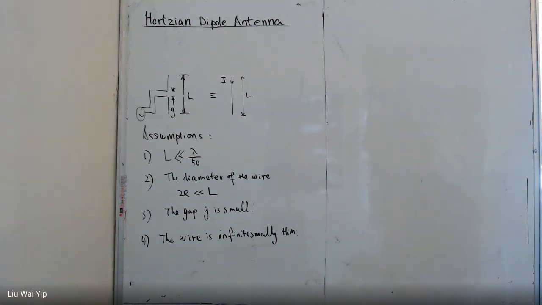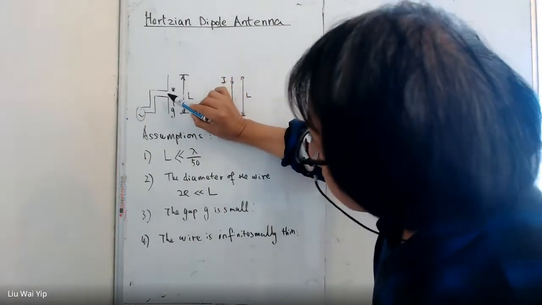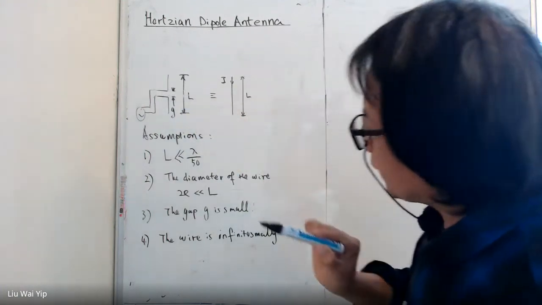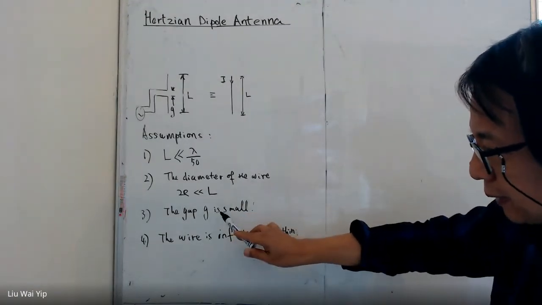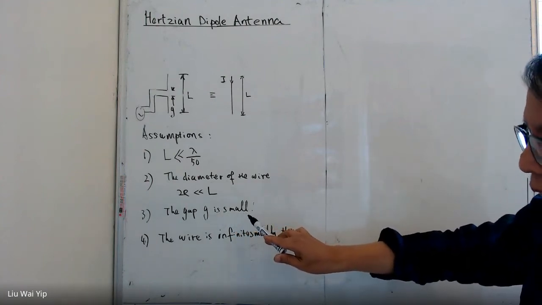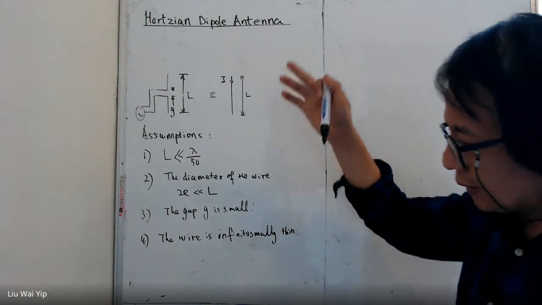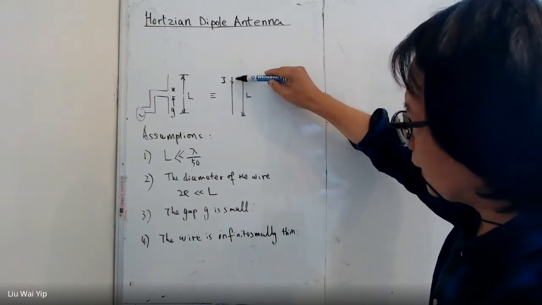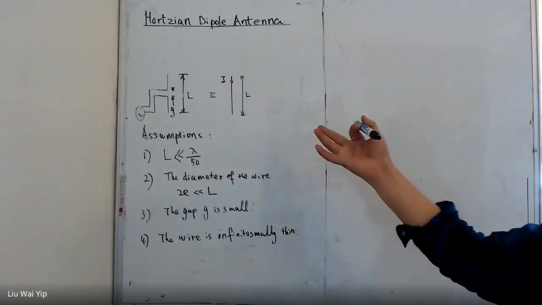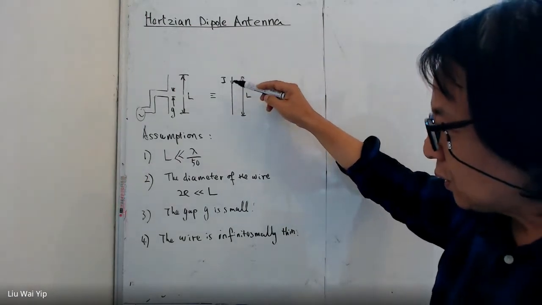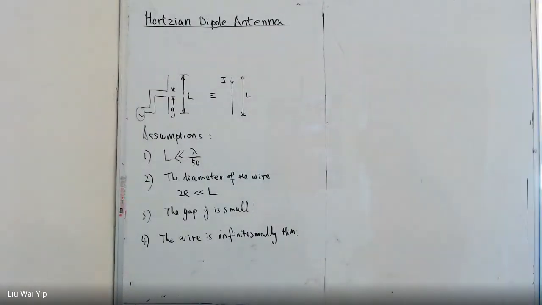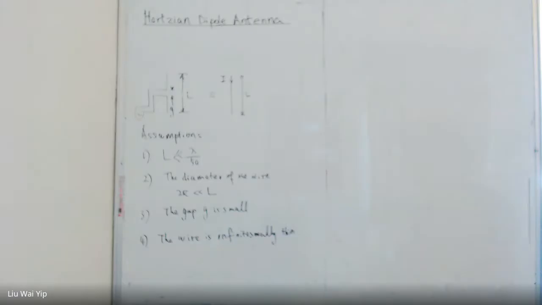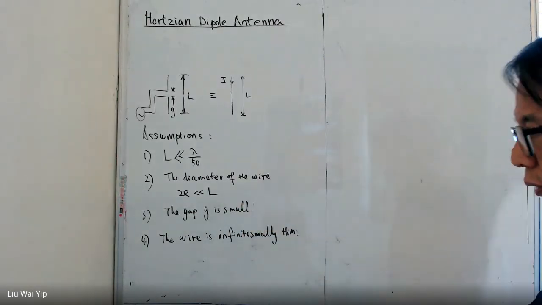Another thing that we have to assume is that between the upper wire segment and the lower wire segment there's a little gap, and we assume that the gap is very, very small. If the gap is sufficiently small, then the whole antenna can be considered as a single continuous piece of wire segment. So these are the assumptions we have made: one, two, three. Number four is more important. Number four is different to number two.